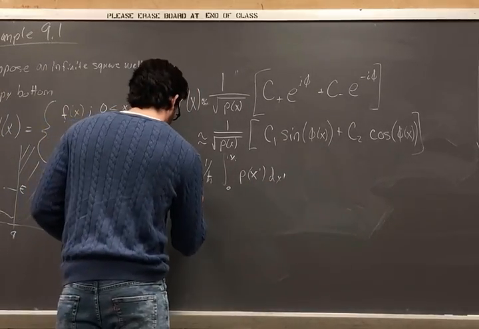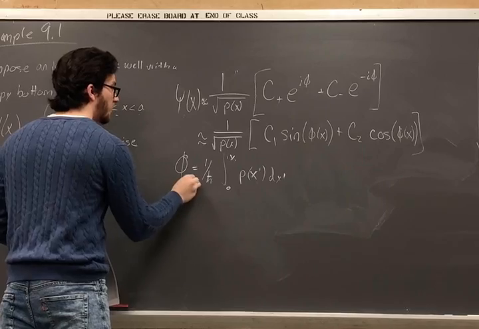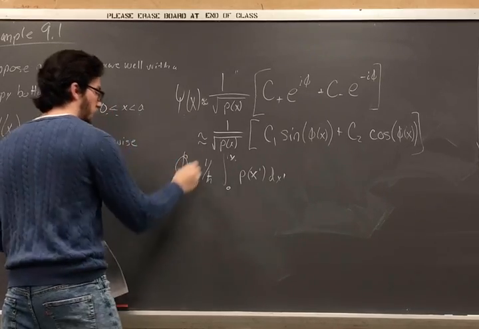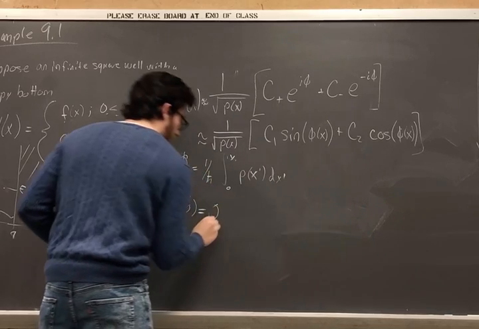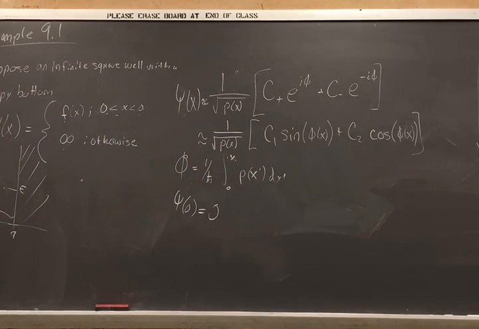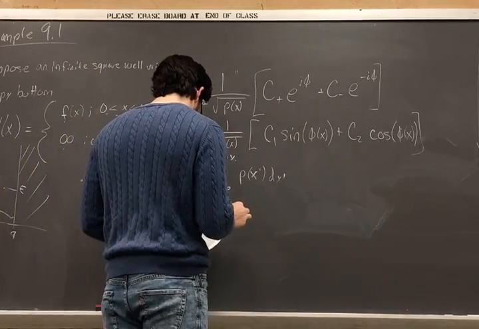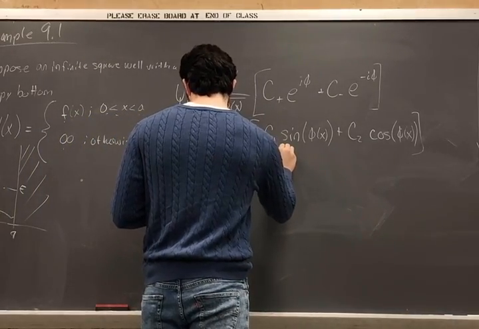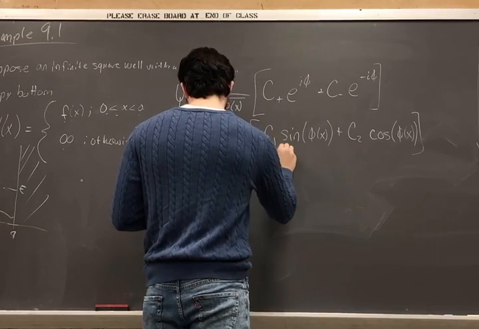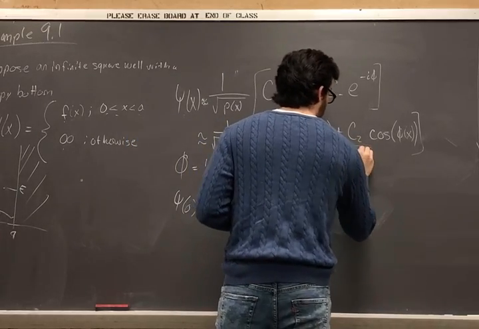But also, we know that this function must go to 0 at 0. So we know that psi of 0 has got to be equal to 0, right? Because in this square well, psi can't go outside here because it's infinite out here. So if psi can't go out of there, it's got to be 0 here. And if it is 0 here, we can say that C2 must be 0 as well.